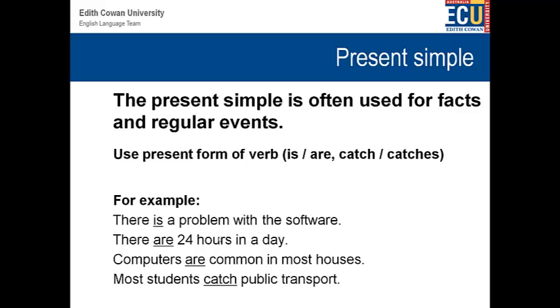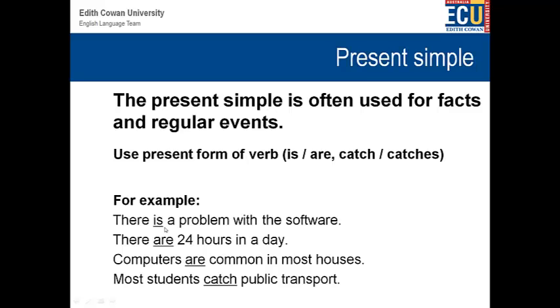So, first of all, let's talk about present simple. The present simple is often used for facts and regular events. Okay, so how do we make the present simple? Well, we just use the present form of the verb. It's very easy. So the verb to be, for example, we use is or are, or catch or catches for the verb catch.